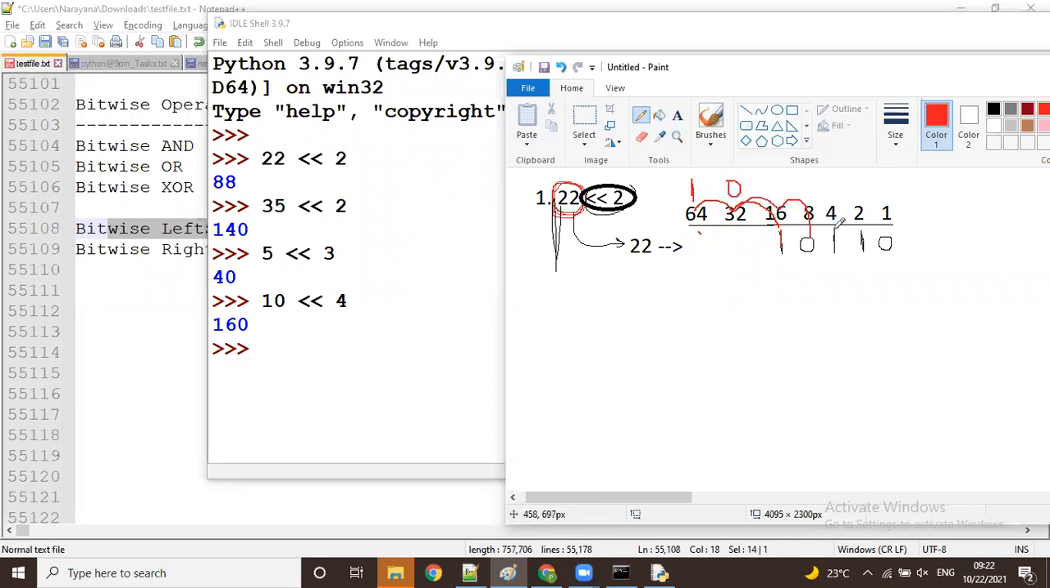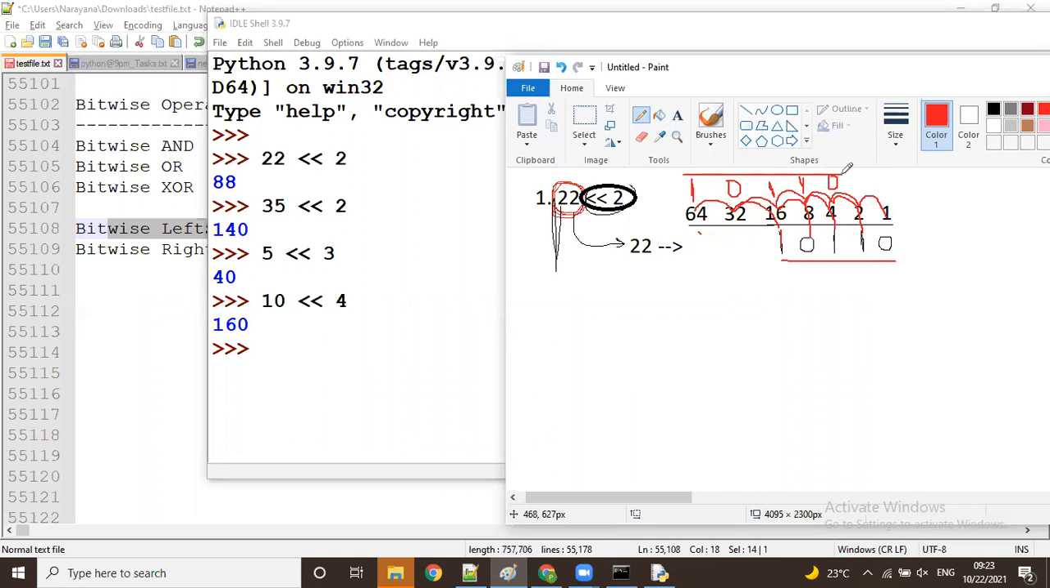Next, 1 at 4 coming: 1, 2. Yes, 2 places, that one is coming. Next, 1 at 2: place 1, place 2, that one coming here. Next, 0, again place 1, place 2, that 0 coming here. So 1 0 1 0 double 1 0, that is before moving. After moving also 1 0 double 1 0. Yes, same.